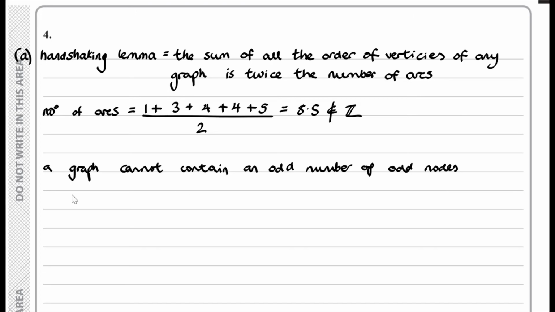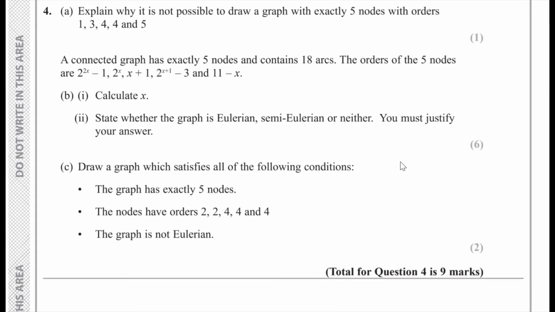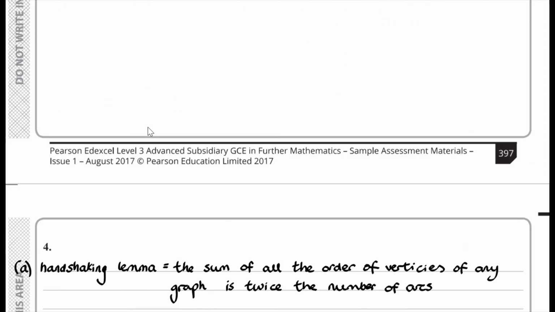So that's part A done. For part B, a connected graph has exactly 5 nodes and contains 18 arcs. The orders of all the 5 nodes are 2 to the power of 2x minus 1, 2 to the power of x, x plus 1, 2 to the power of x plus 1 minus 3, and 11 minus x. We have to calculate x for the first part of part B.